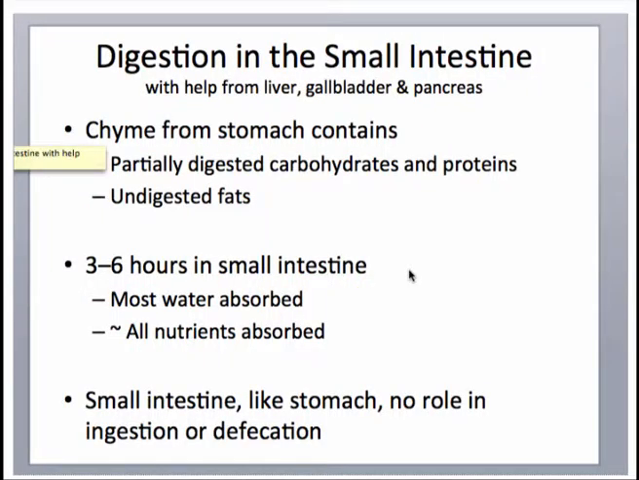So other digestive functions in the small intestine, again with help from the accessory organs, so that the chyme that enters from the stomach is going to contain carbohydrates and proteins that are partially digested. Remember, carbohydrates from the mouth, proteins from the stomach, and some undigested fats. So it takes several hours for food to move through the small intestine. At this point, almost all of the nutrients are absorbed, and most of the water is too. The small intestine, just like the stomach, doesn't have any role in the other processes of digestion, such as ingestion or defecation.